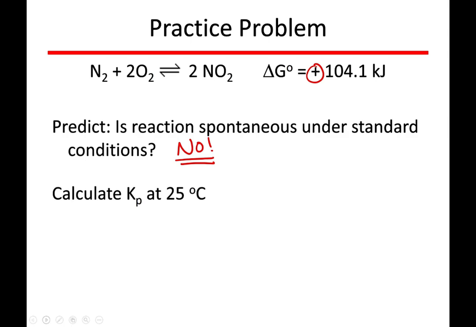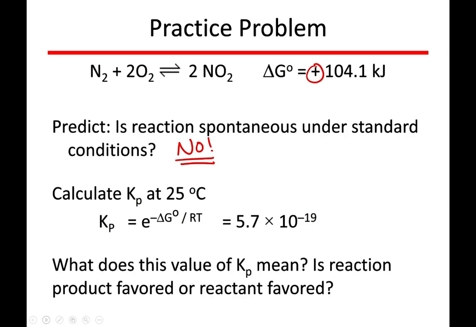We could calculate the value of Kp at 25 degrees C using the exact same equation. Kp is equal to e to the negative delta G standard over RT. And when you plug in the numbers here, you get that the value of Kp is 5.7 times 10 to the minus 19. And let's think about what that value represents. What does this mean? All right, so this value, 5.7 times 10 to the minus 19, is a very small value of K. And so that's indicating that this reaction very heavily favors the reactant side of the equation. At equilibrium, you would expect to have more reactants than you have products.